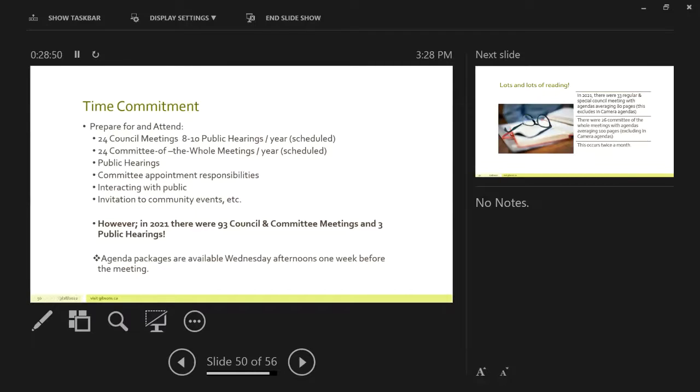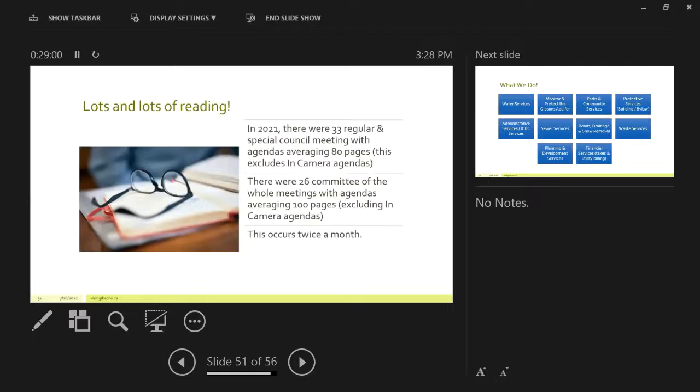However, in 2021, there were 93 council and committee meetings and 3 public hearings. So lots and lots of reading. In 2021, there were 33 regular and special council meetings with agenda pages averaging 80, and that's excluding in camera or any reading files or anything like that that would come out weekly. And 26 committee of the whole agendas averaging 100 pages, and that happens twice a month.